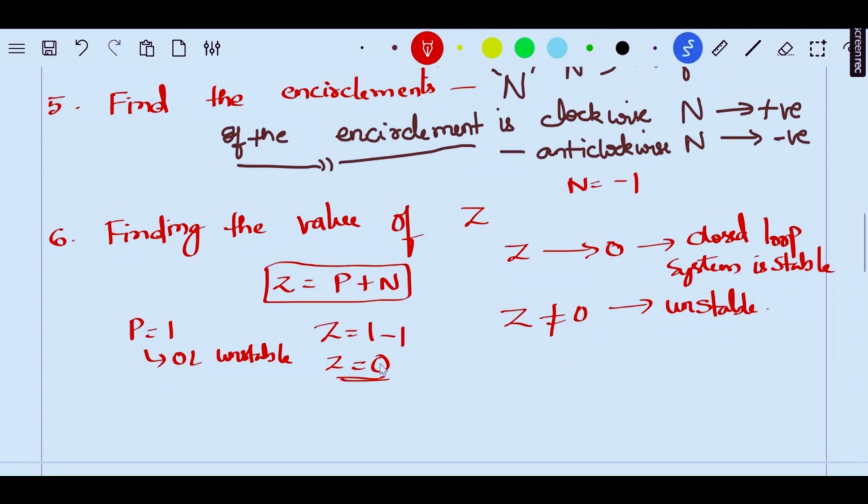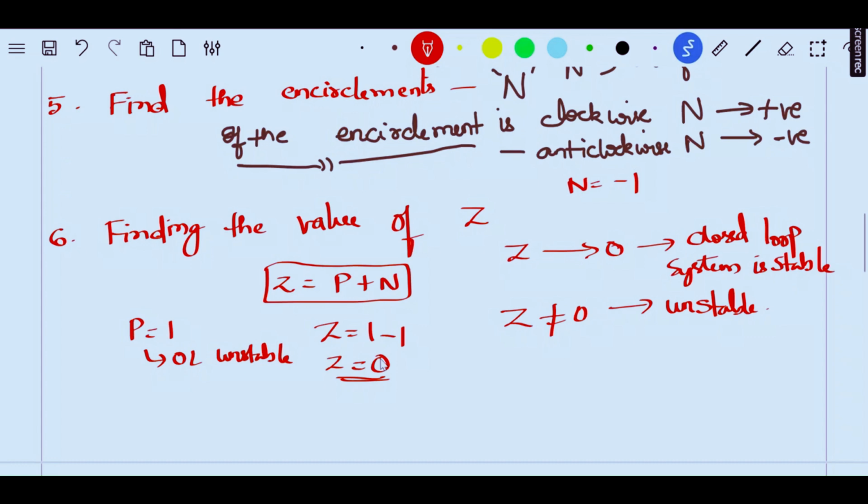You cannot keep a system like this as open loop, because when it is open loop it becomes unstable, whereas when it is closed loop, it is stable. You have to consider that system as closed loop only.